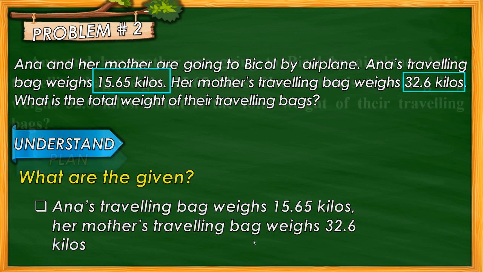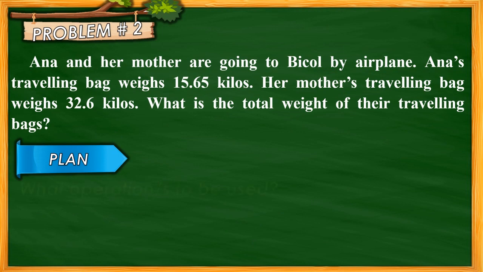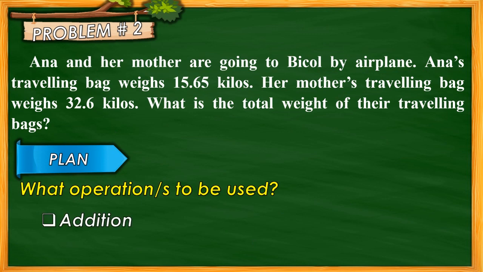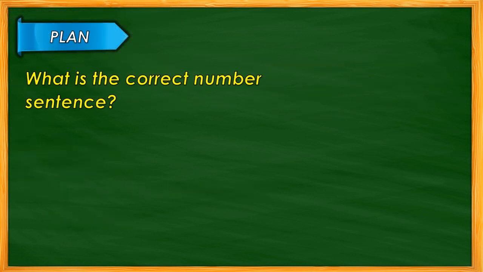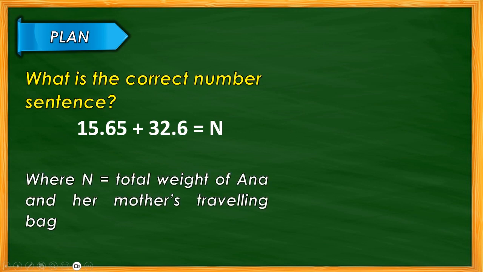Now, let's plan the problem. What should be the operation to be used? Correct. The operation to be used is addition because of the word total weight of their traveling bags. Now, what should be the correct number sentence? The correct number sentence is 15.65 plus 32.6 is equal to n, where n is the total weight of Anna and her mother's traveling bags.